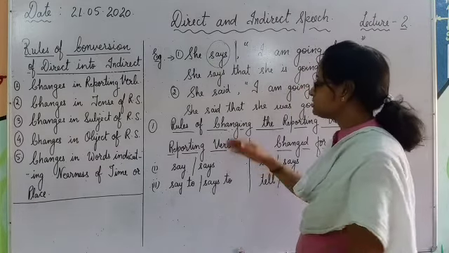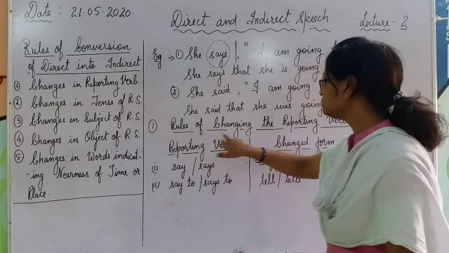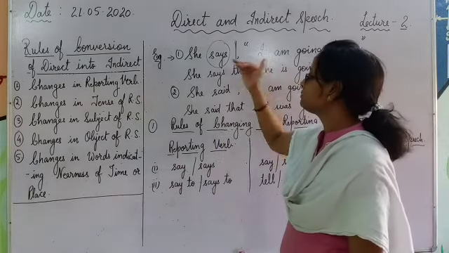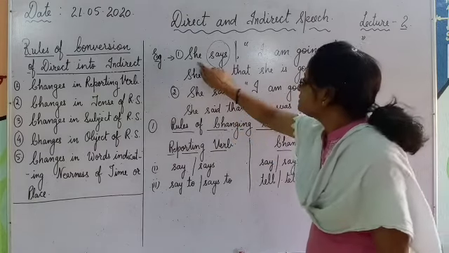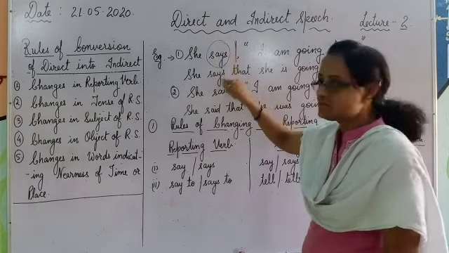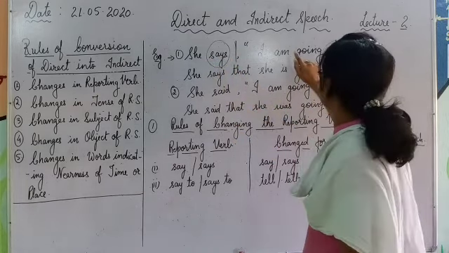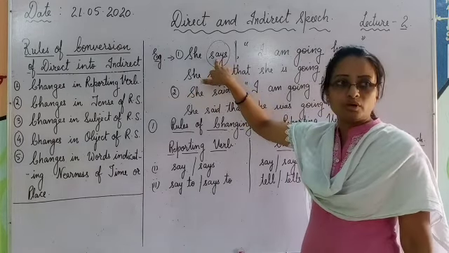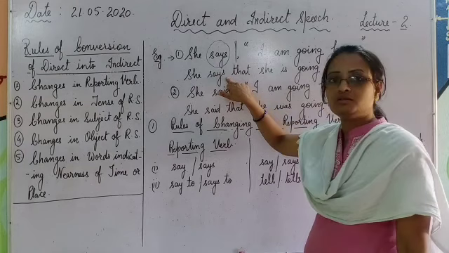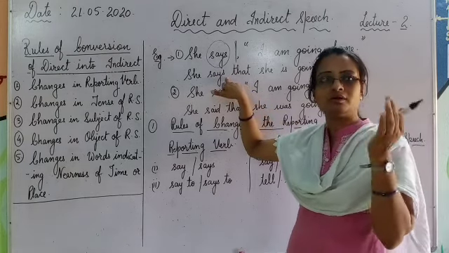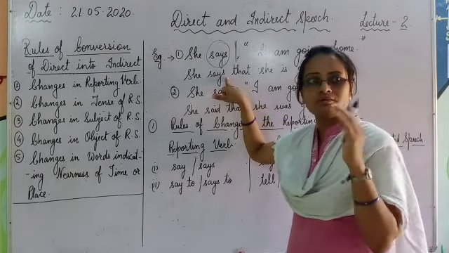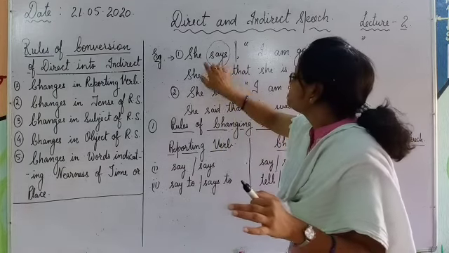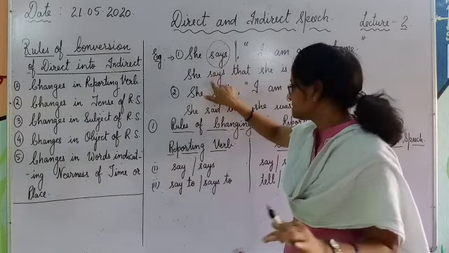The first point is that the reporting verb also carries certain changes. I have made a chart here: rules of changing the reporting verb. Before this, let us look at the above example. See here, she says, I am going home. Here, says is the reporting verb. It will not be changed because it does not contain any object, or the listener is not mentioned after the reporting verb. So says will remain says.